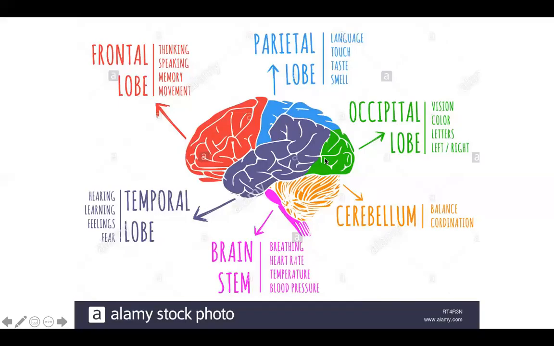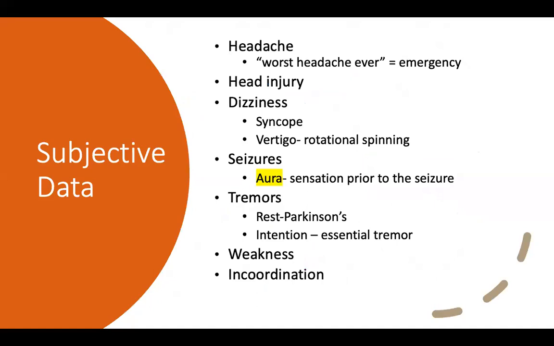Your cerebellum is on the back of your brain. It is in charge of balance and coordination, equilibrium. We'll talk about this rapid alternating movement test that you may have done in lab, or the Romberg's test. Really what those are checking is position in space and balance. And then your brain stem is responsible for breathing, heart rate, temperature, and blood pressure. You can read more about neuroanatomy and the cranial nerves on page 631.